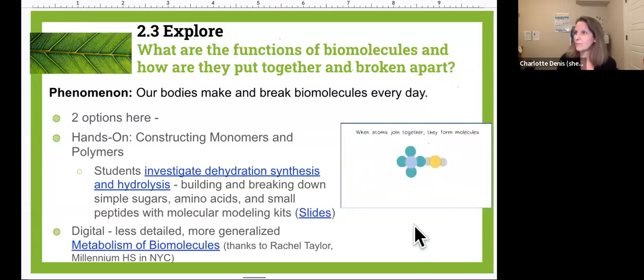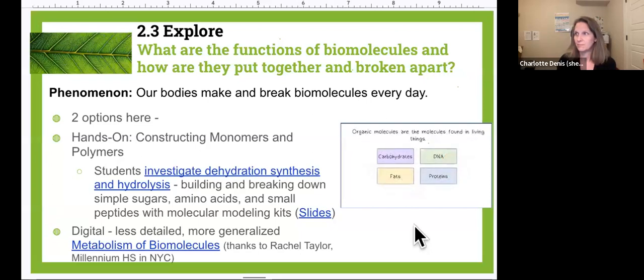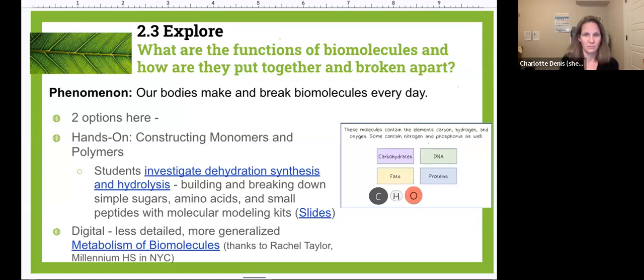When atoms join together, they form molecules. When carbon, hydrogen, and oxygen atoms join together, they can form organic molecules. Organic molecules are the molecules found in living things. 4 major types of organic biomolecules include carbohydrates, DNA, fats, and proteins. These molecules contain the elements carbon, hydrogen, and oxygen. Some contain nitrogen and phosphorus as well. Let's take a look at the importance of each biomolecule in living things.